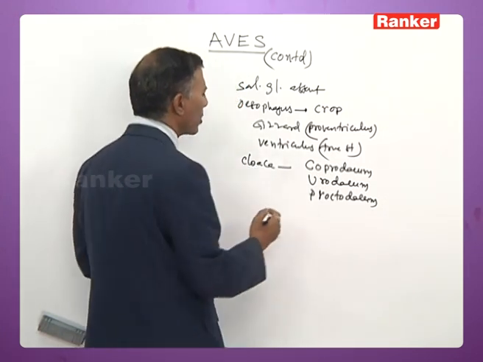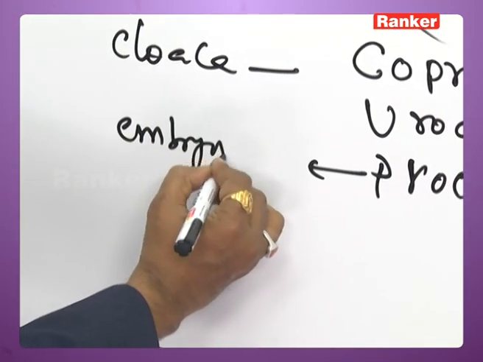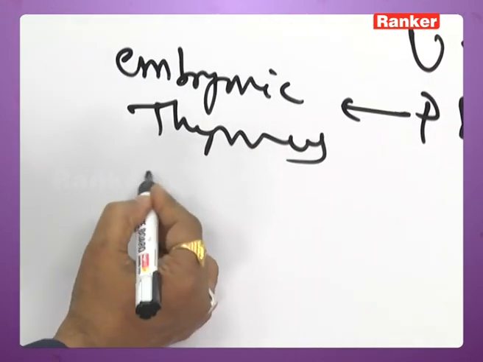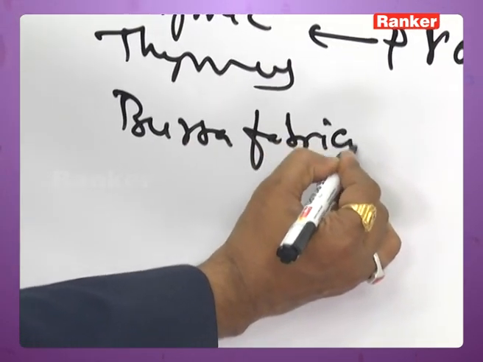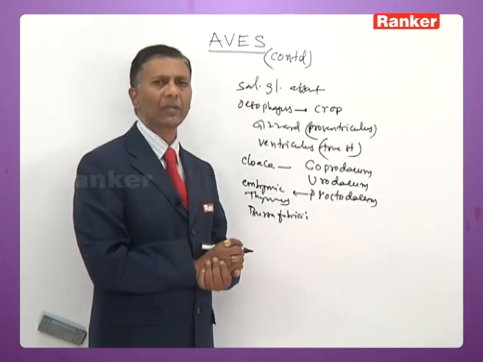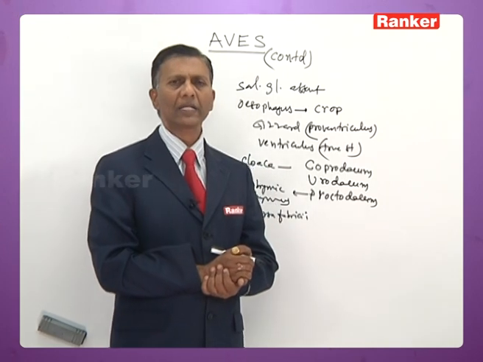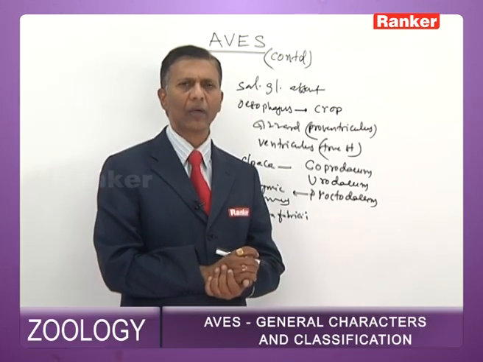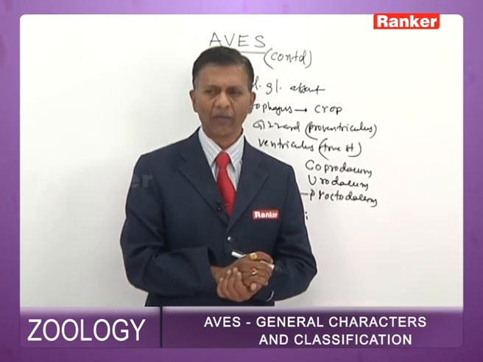Then in the wall of the proctodeum, they have an embryonic thymus called bursa of Fabricius. It produces lymphocytes. Urinary bladder is absent in all birds except ostrich, to reduce the body weight. So these are all the modifications in the digestive tract of birds.